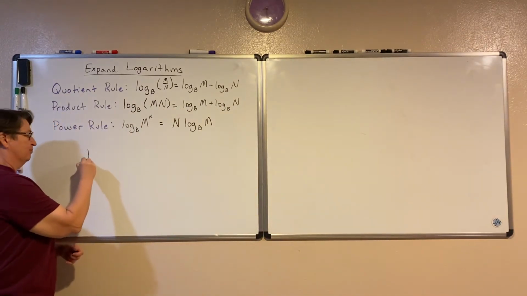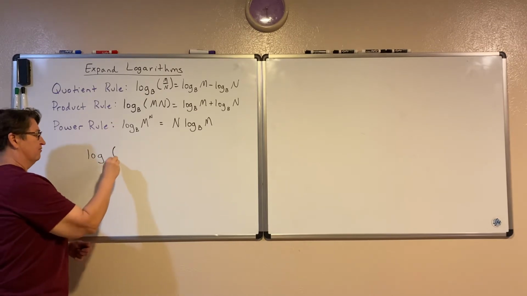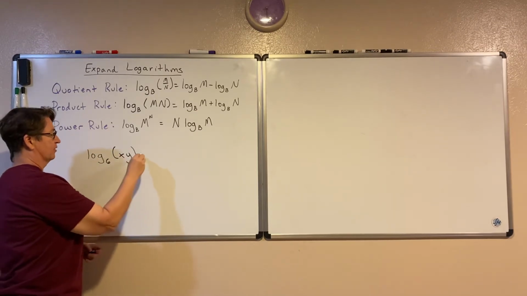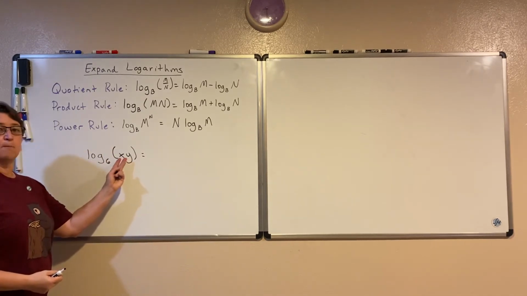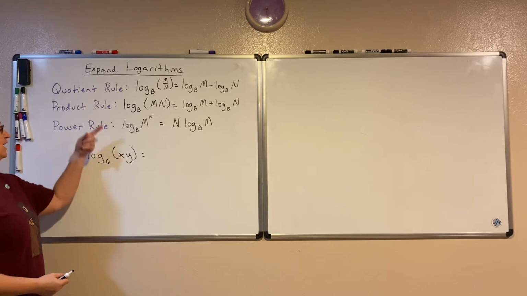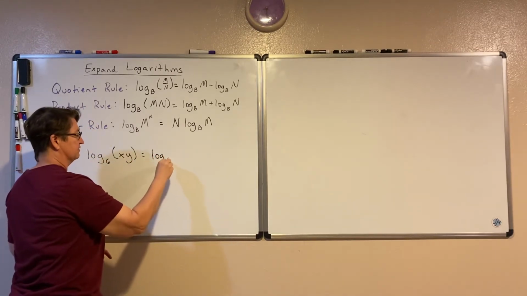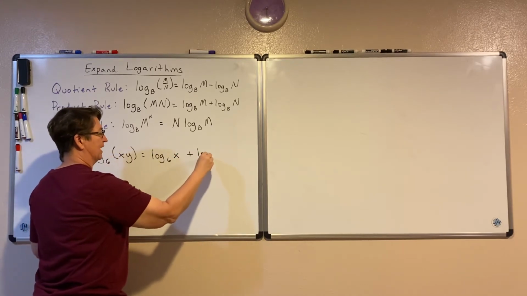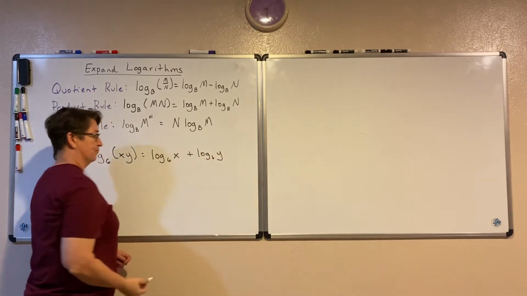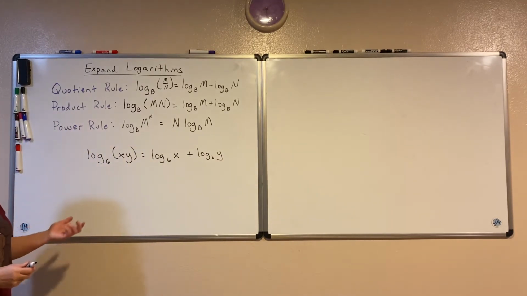Here's an example. I have log base 6 of xy. Notice in my argument, I have two numbers that are multiplying together. So I can use that product rule to say log base 6 of x plus log base 6 of y. I have expanded this logarithm using those rules.